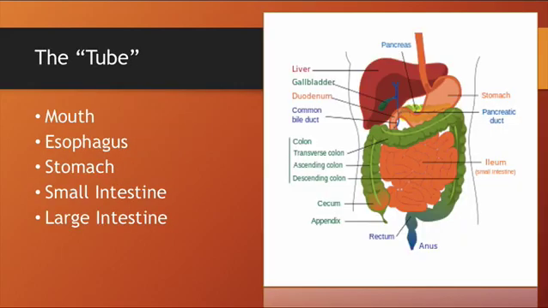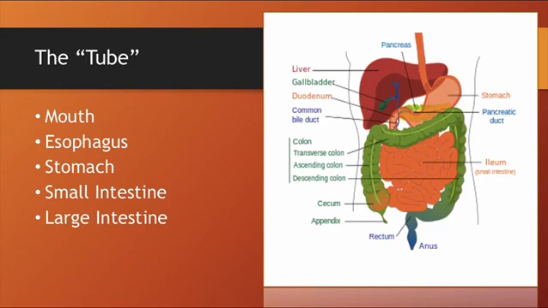Here's a nice little graphic, and you can find these pictures. Just go to Google Images and type in digestive system. You'll see all kinds of different graphics, some pencil drawings, some high quality graphics, and others are kind of color coded like this so you can see how things are divided. But I just want to give you that general orientation.